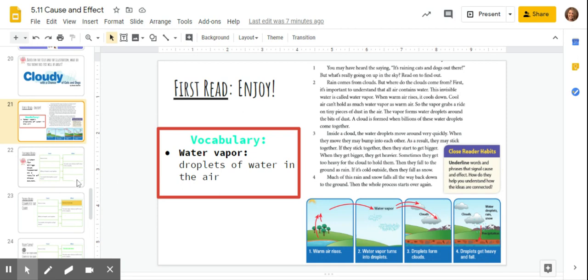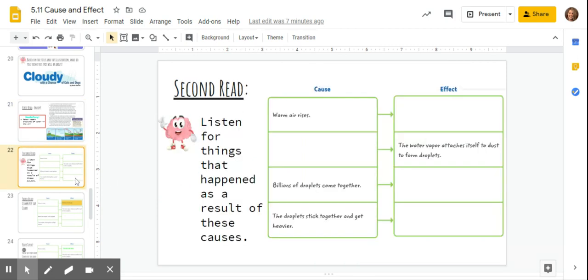Right, so now that we've read it for the first time, our second read is when we're going to be listening for these things that happen as a result of these causes. So you'll notice we've got a cause here. It says warm air rises. Billions of droplets come together. The droplets stick together and get heavier. So this is our why. We're going to figure out what happened.